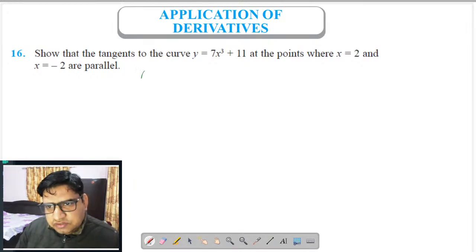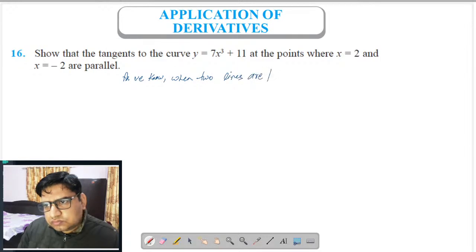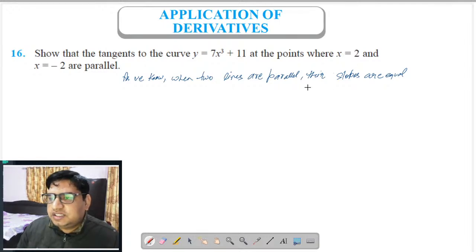We'll simply write down, as we know, when two lines are parallel, their slopes are equal.